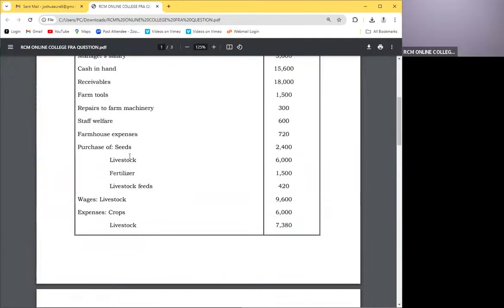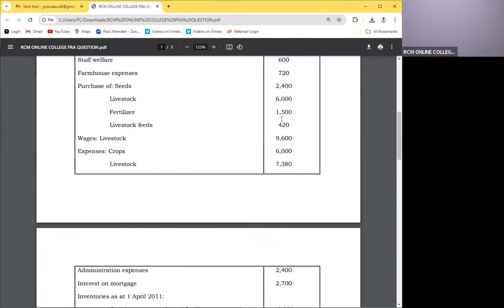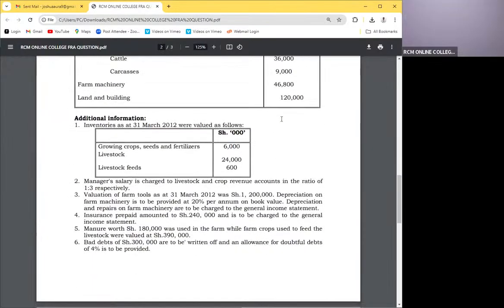If you look at, for example, something like staff welfare, you see staff, they're serving the whole farm, right? The staff welfare, you can see the staff welfare here. This figure, at the end of the day, it's a common figure for all the types of products that we have for crops and livestock. So if it's common, then it's indirect. So they've given us great things there.